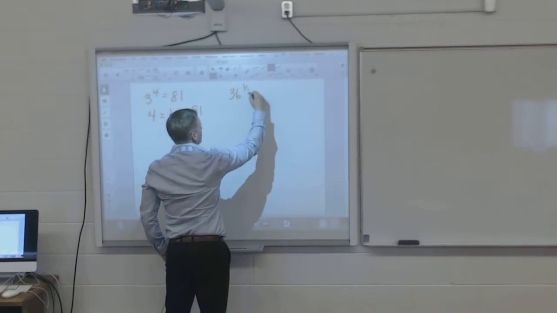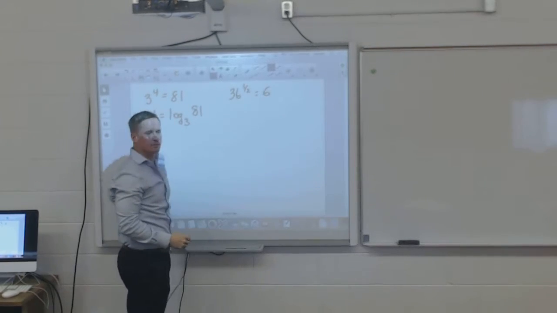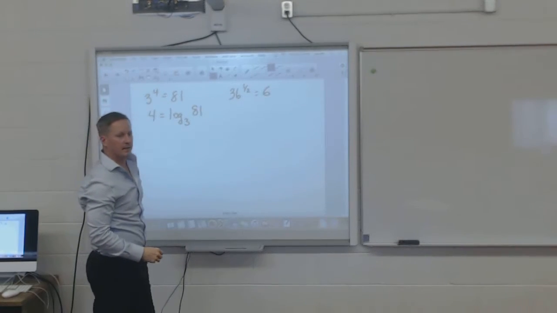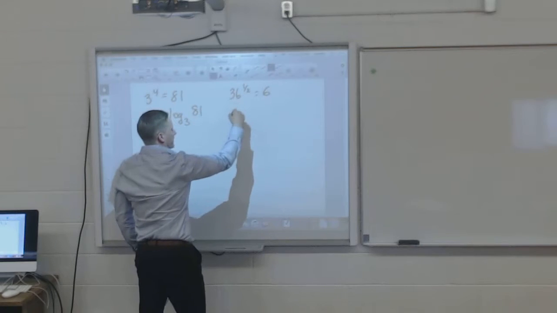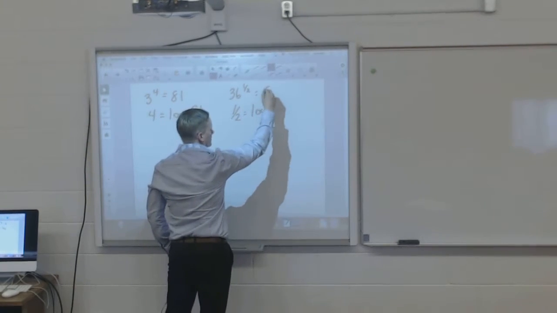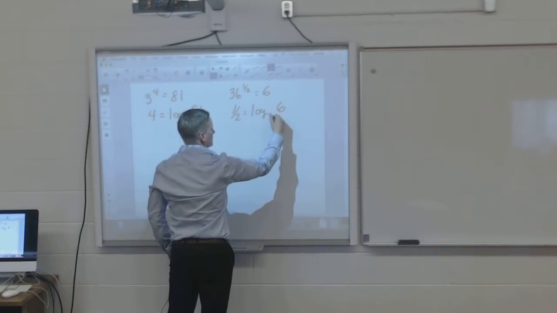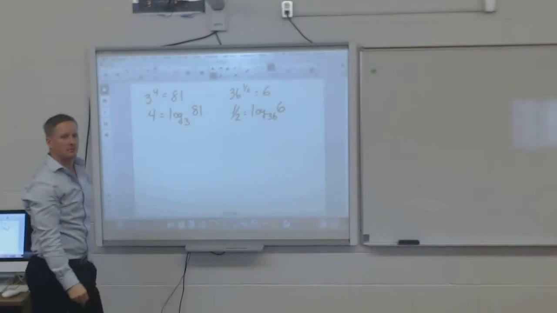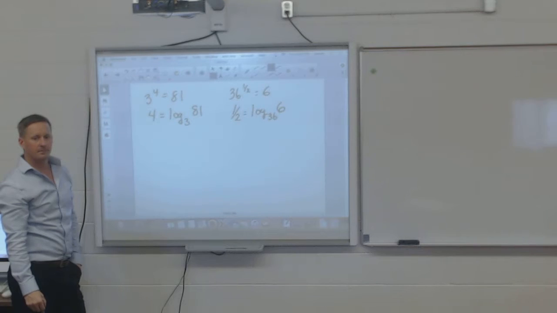Okay, so let's try this next one then. 36 to the 1/2 is equal to 6. Okay? How do I rewrite it? Bring the half down. Log 6 to the base 36. So far so good?